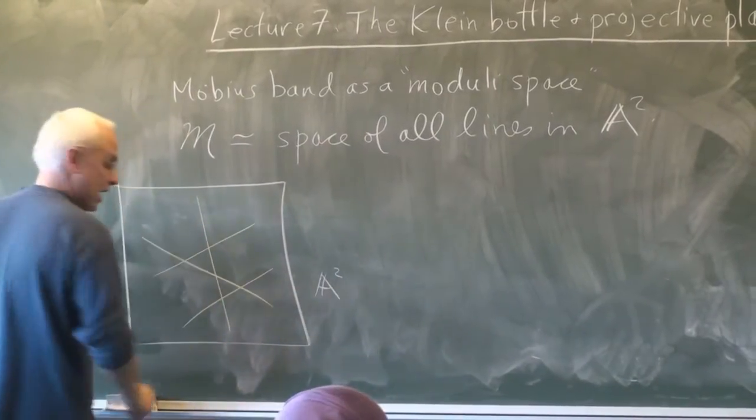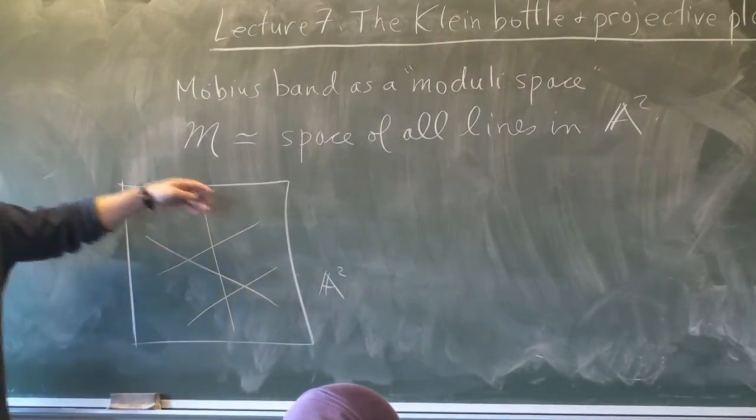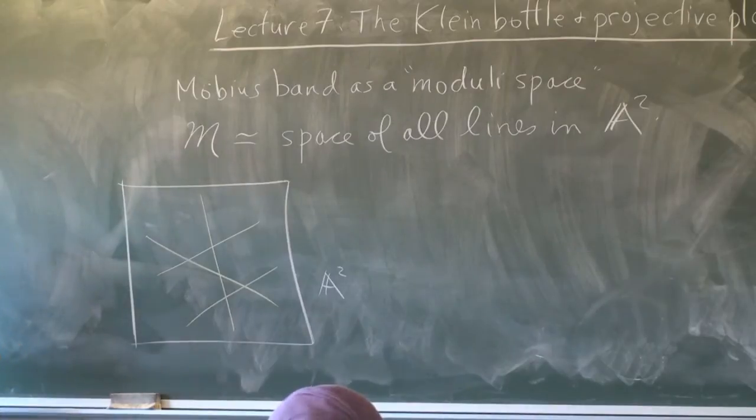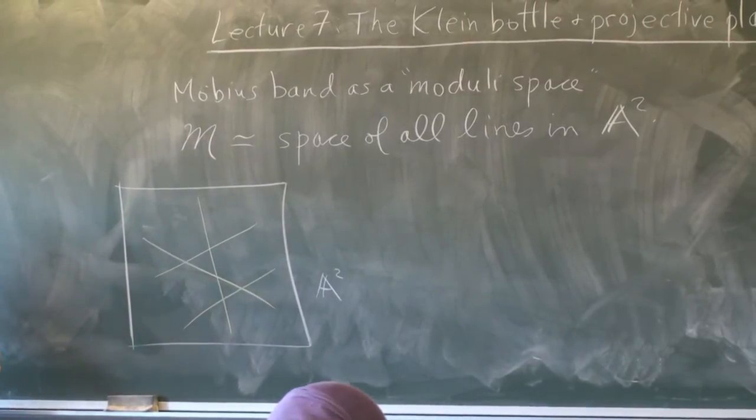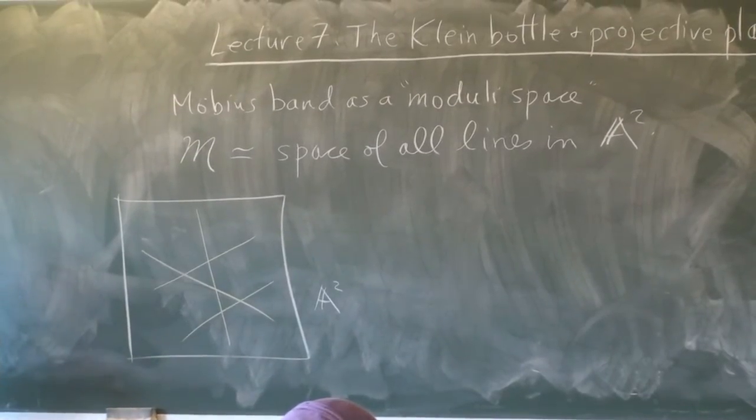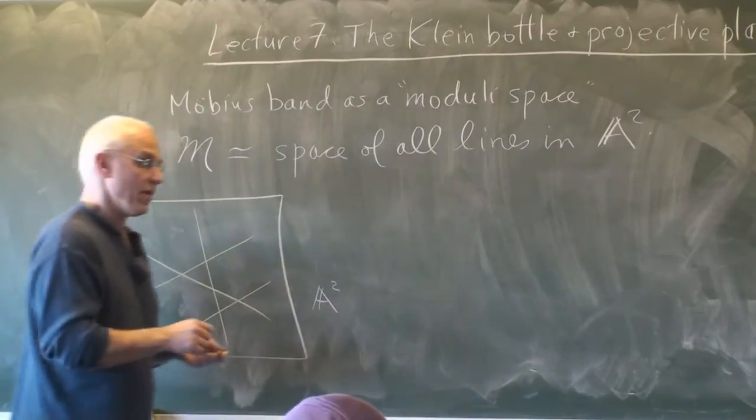And what we'd like to do is understand that as a space of all lines. I'm just going to give you the idea and you can think about it. So I claim that this space of all lines is really like a Mobius band. It's kind of like an open Mobius band.